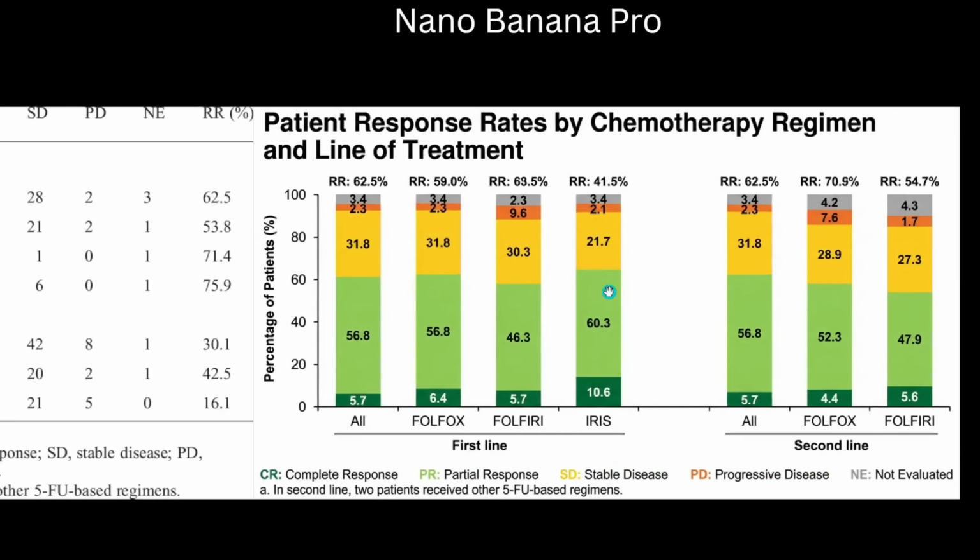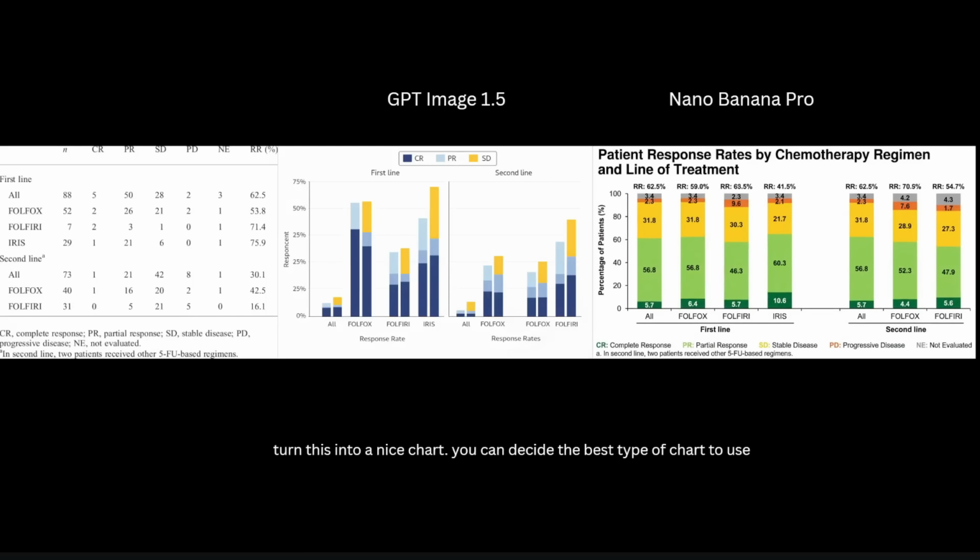So it's actually doing some pretty complex math under the hood and then planning out how to graph this into this nice visualization. So without a doubt, in this example, Nano Banana is the clear winner.